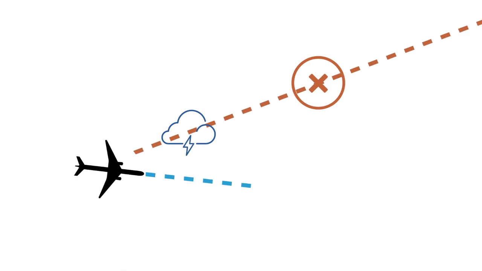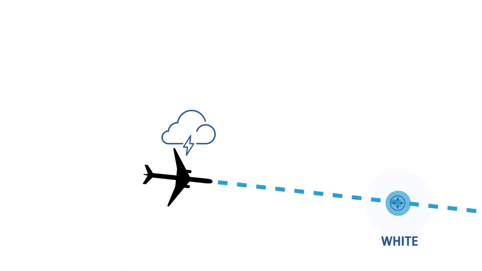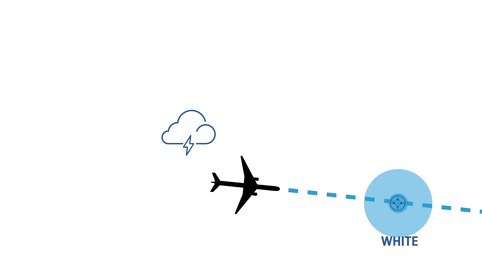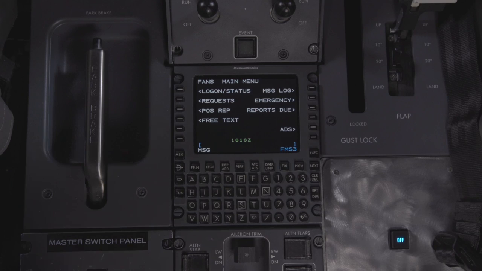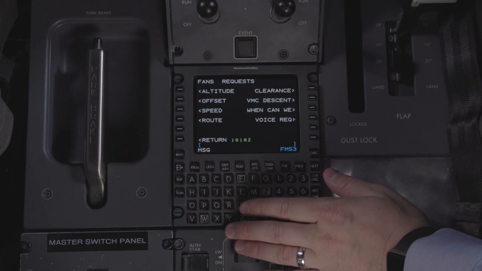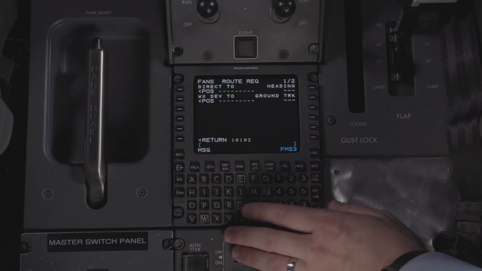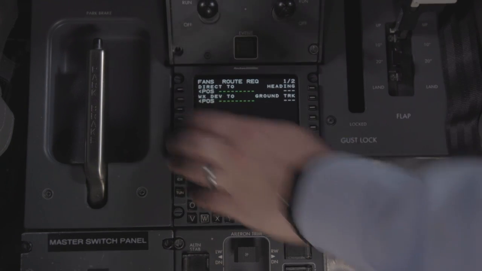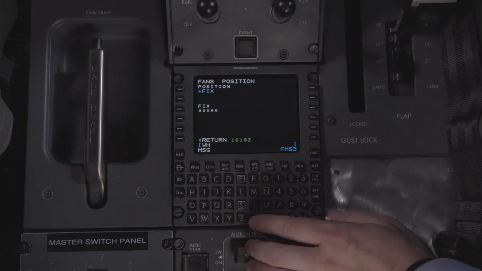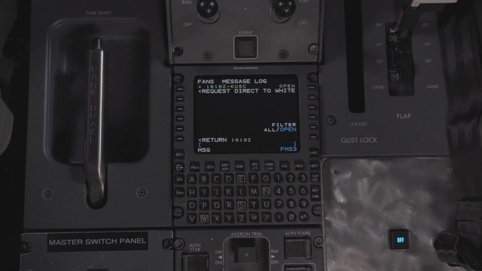It looks like there is some weather ahead. Let's send a request to proceed direct to the fix WHITE to avoid the weather. This request is made from the ATC request page. Remember, ATC will not take your request if you include any additional free text with the request. You can select the following reasons for your request: for performance or weather.